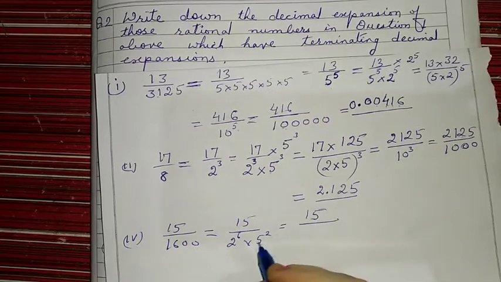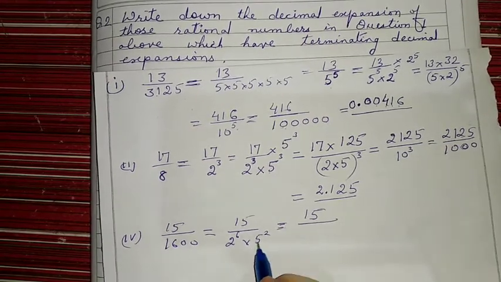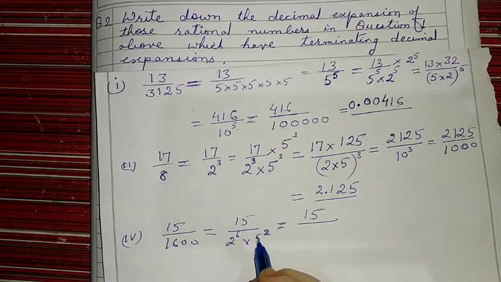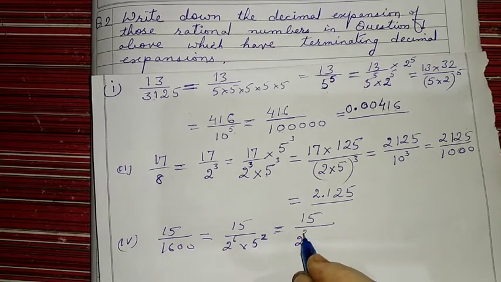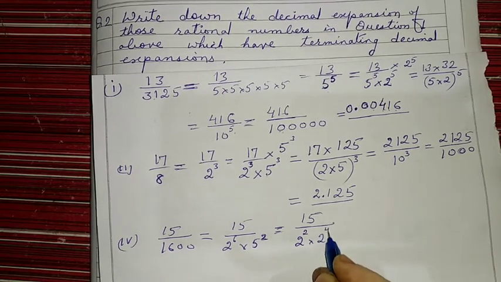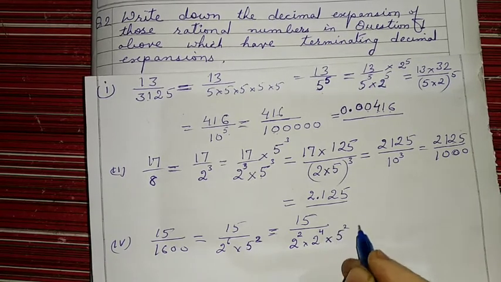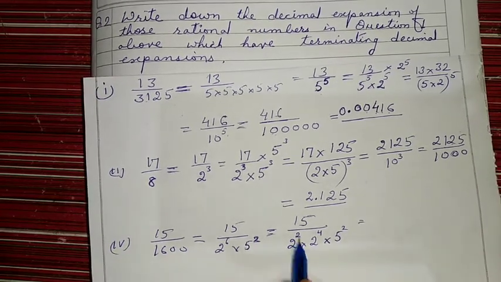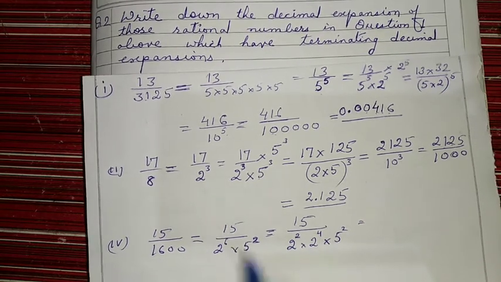So change into multiples of 10. Here is 2 to the power 4 into 5 to the power 2. So write 2 to the power 4 as 2 to the power 2 into 2 to the power 2. Split it to make it equal. 5 to the power 2 is already given, because 2 to the power 2 into 2 to the power 4 is 2 to the power 6. Powers should add, 4 plus 2 is 6.